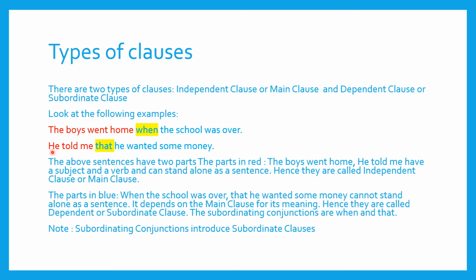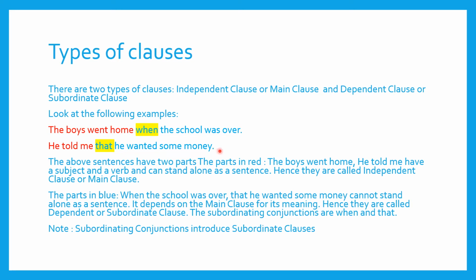The second example, he told me, this part in red, is a clause. It is a main clause. It has a subject, he, and it has a verb. It can stand alone as a sentence. It makes complete sense. Therefore, it is the main clause.